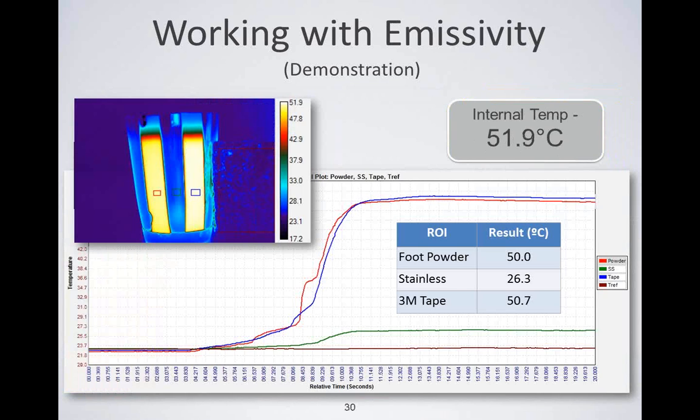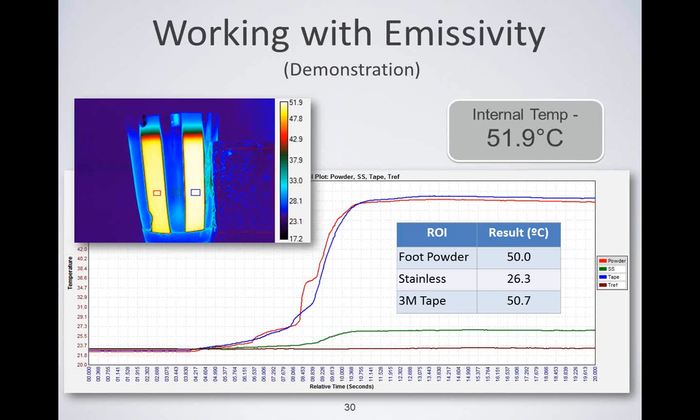Let's first look at our demonstration with no emissivity correction applied. I will record a thermal movie file of pouring the hot water into the stainless steel cup. From that movie file, I will apply regions of interest or analysis tools to report average temperature values of the foot powder, stainless steel, 3M tape, and aluminum foil surfaces.